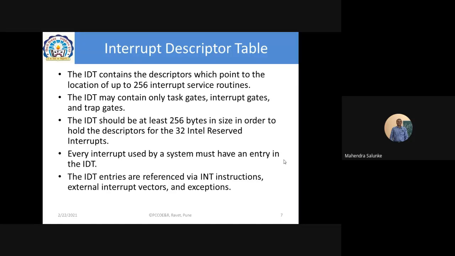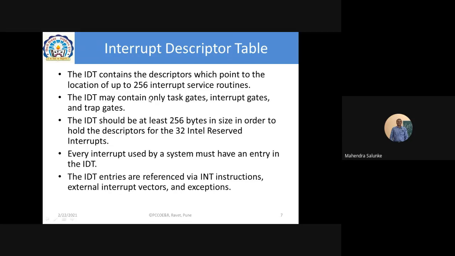So these descriptors will be pointing, whenever we try to access a descriptor in the IDT, to the interrupt service routine. The final target is the interrupt service routine, and when we access it, it will be executed to give service to that particular interrupt. As I told you, up to 256 entries we can have. So ultimately you can easily calculate the maximum size of the interrupt descriptor table.